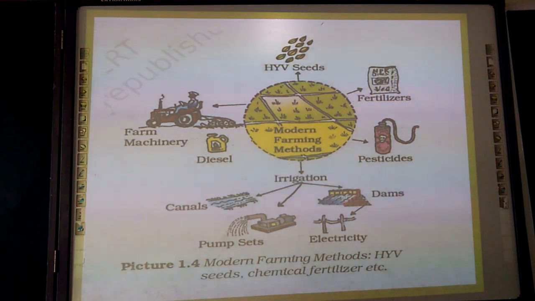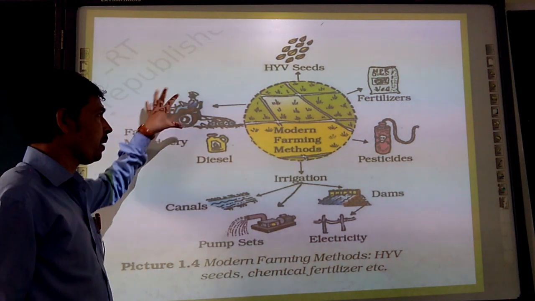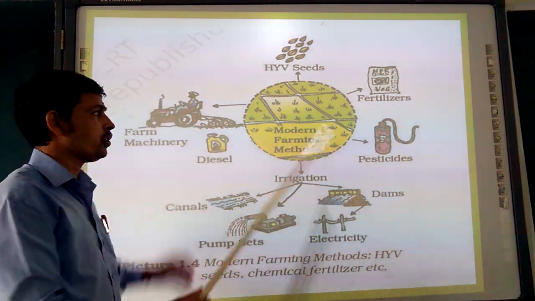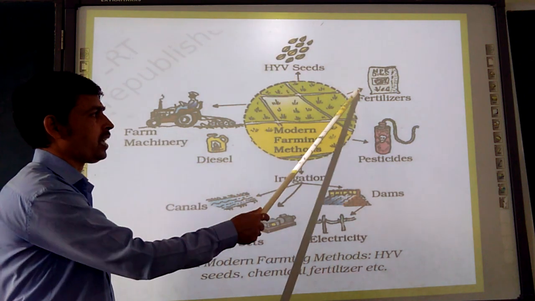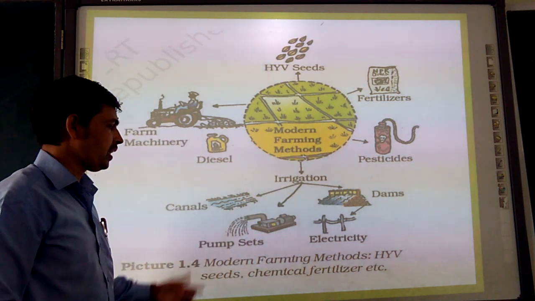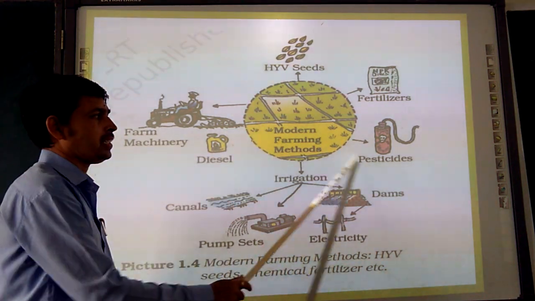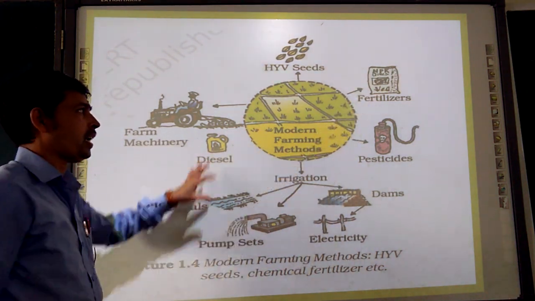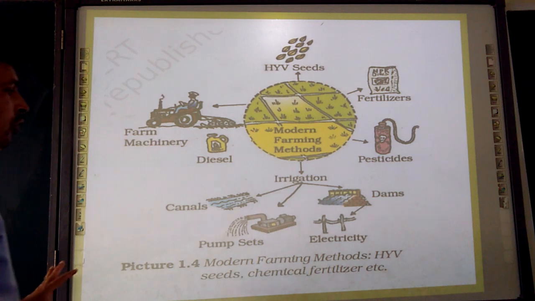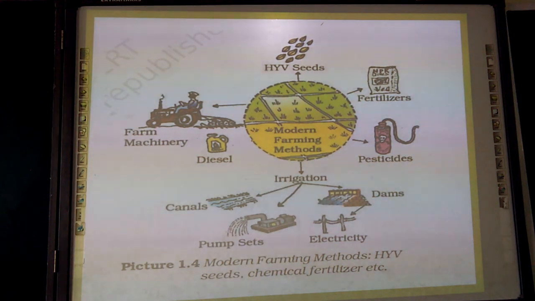So I request each and every one of you, this is your homework part: you have to draw this flow chart. You should not draw this picture; you should make a circle, in that make these arrows and write the names of the methods used in modern farming. In that, show how pesticide and fertilizer are there. So this is your homework part.